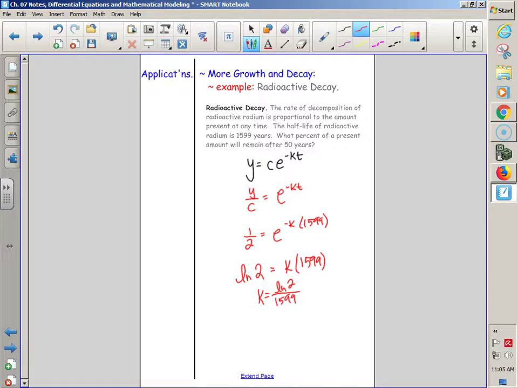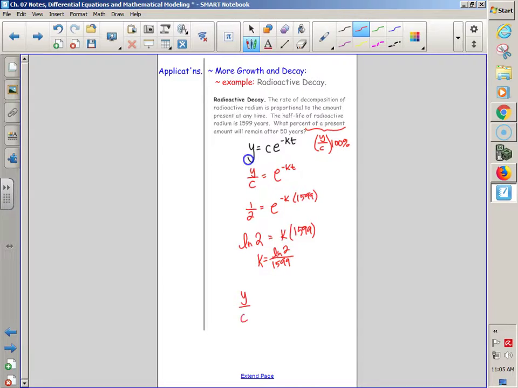Ooh, isn't that like a ratio? So couldn't we do Y over C times 100%? Like move 2 decimals, whatever that decimal is. So after 50 years, all I have to do is come back here and say, okay, cool. I want the ratio of what's remaining after 50 years. I know my K is ln of 2 over 1599, all times 50. Plug and chug, you'll have a decimal. You'll move the decimal places to the right, and then you got it, right?